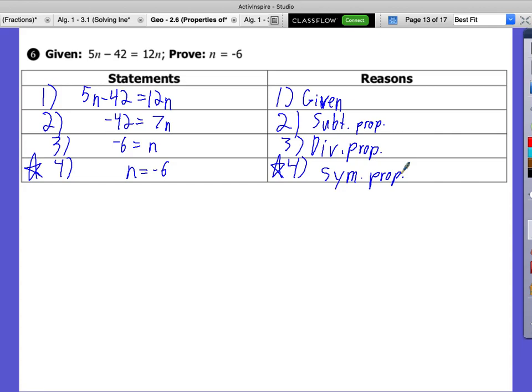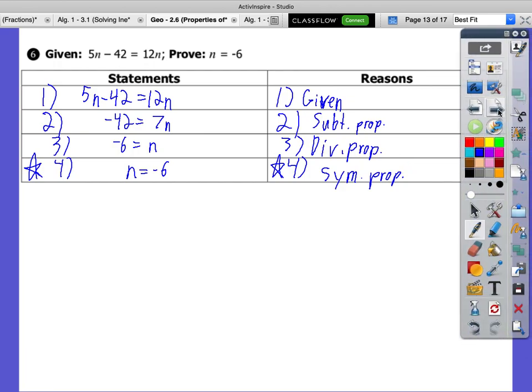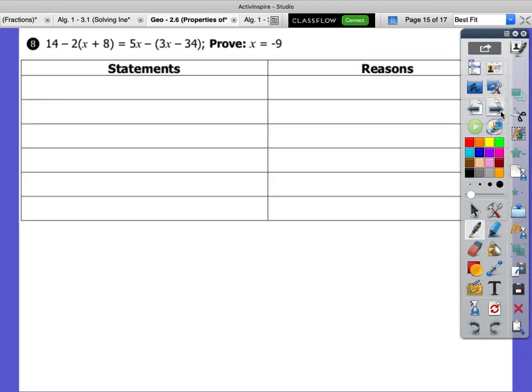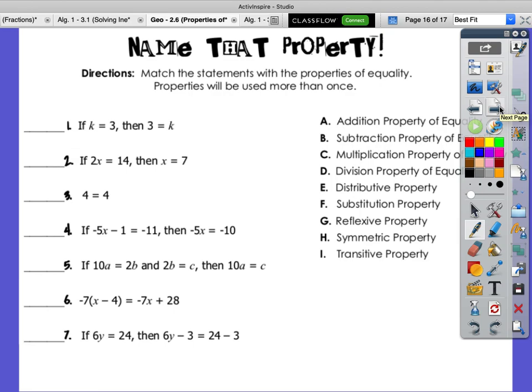Now should we have already known that we were going to get negative 6 as our answer? Yes, because we're told that. That's what we're trying to prove. Questions on that? Okay, we're actually going to skip 7 and 8 as well. We're going to go on to the next page. I don't want to cross that out in case Mr. Costa uses that as a warm-up, but we can also do that on a separate piece of paper.